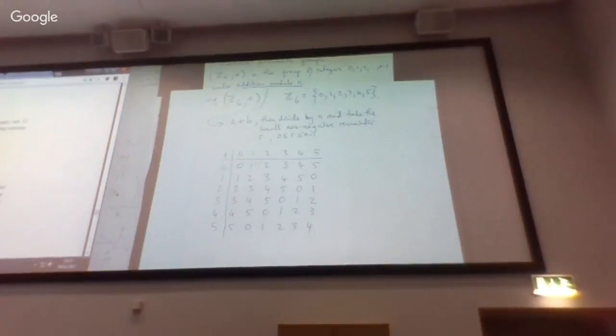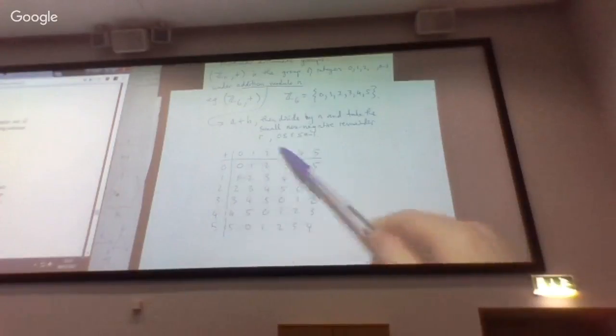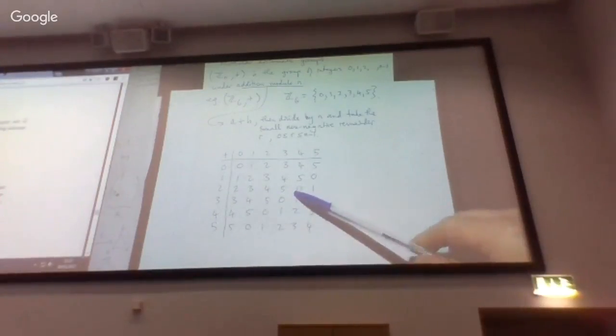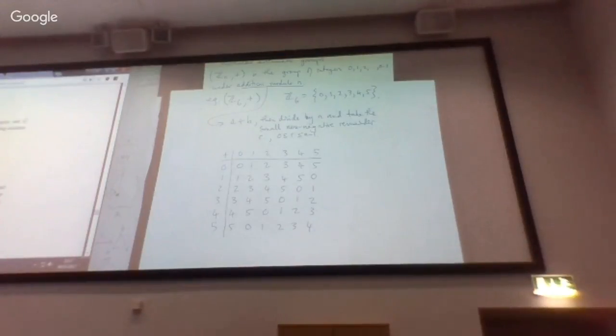So this is a closed system, certainly closed, isn't it? Every time you add 2 integers modulo 6, you get one of the ones in the set, 0 through 5. It's going to be associative because fundamentally it's based on plain addition of integers, which we know to be associative. There is an identity. The identity element is clearly 0 itself. You add 0 to anything, it leaves the other thing unchanged.